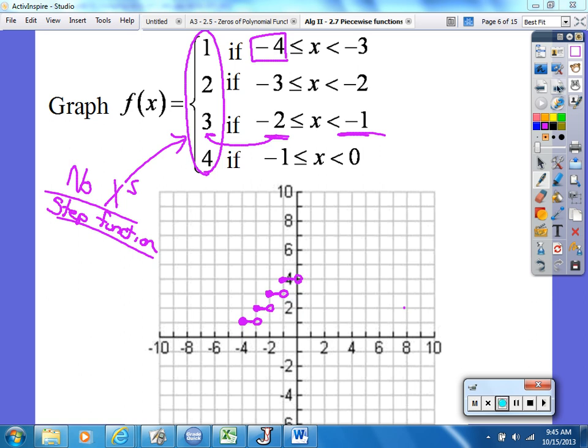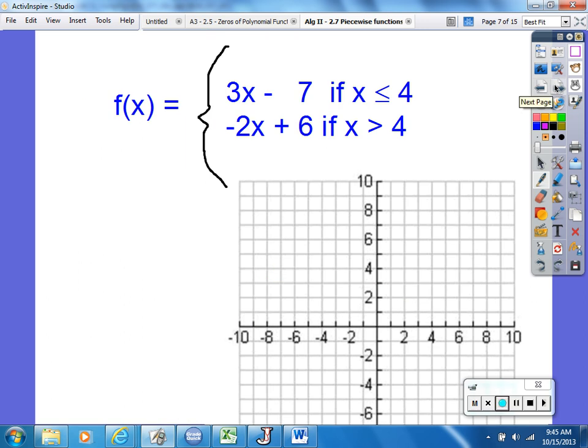So let's do one more that's not a step function. Go ahead and copy this beside your next available graph. So this one you can automatically tell it's not a step function, right? Because you actually see the x's right here, and you can tell it's going to have a slope. Like the first one's going to have a slope of 3, and the bottom one's going to have a slope of -2, right? So you know it's got to have a slope with it.